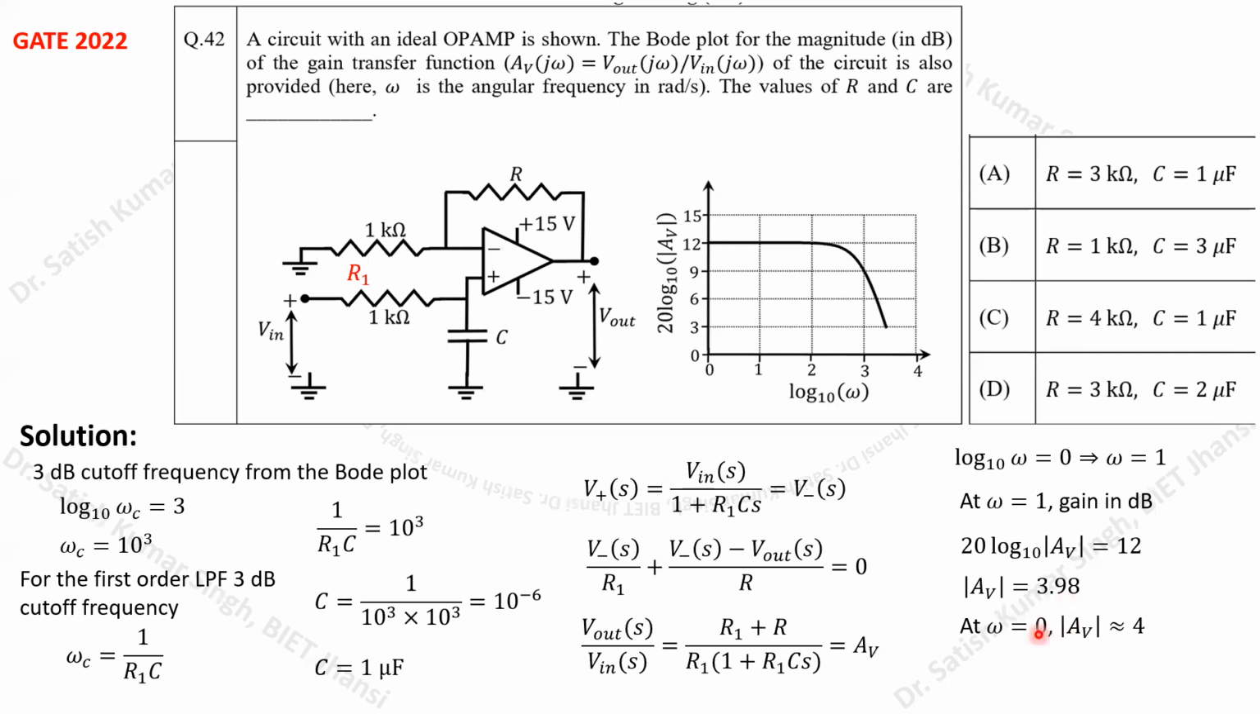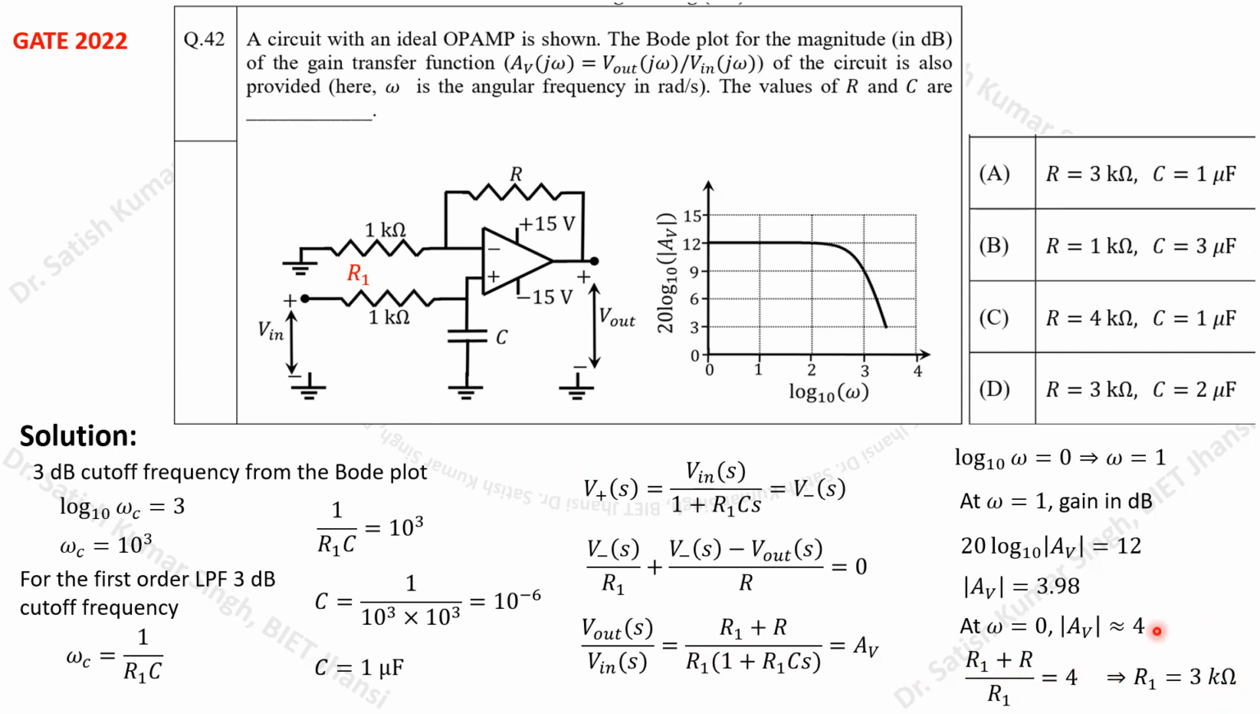You can see that if we substitute omega equals 0 in this expression, this term will be eliminated. If this term is eliminated, if you take the mod, we will be left only with this ratio, (R1 plus R) divided by R1. So we can write this ratio (R1 plus R) divided by R1, and this value will be equal to 4. If you solve this expression further, and substitute R1 equals 1 kilo ohm, then the value of R that we get is 3 kilo ohm.